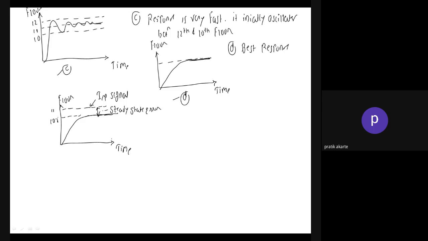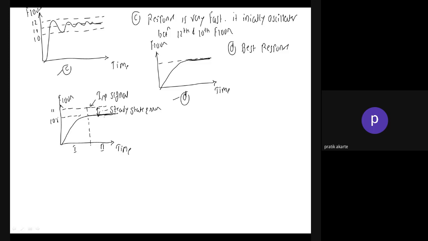Now, this entire time response we can divide into two parts. This is your first part, and this one is the second part. Now, in part one, your output is changing with respect to time. You can see over here, the output of the control system is changing with respect to time. But in the second part, your output is almost constant, like this. It is not changing with respect to time.